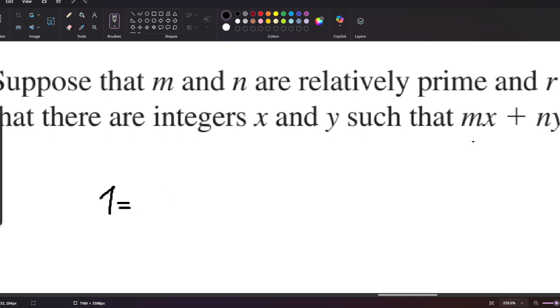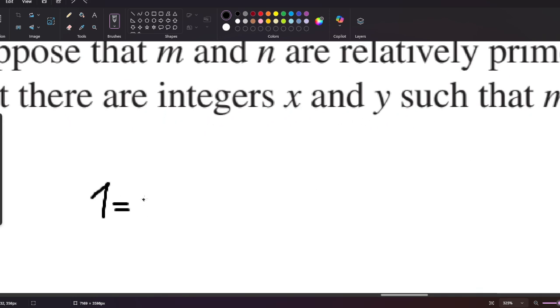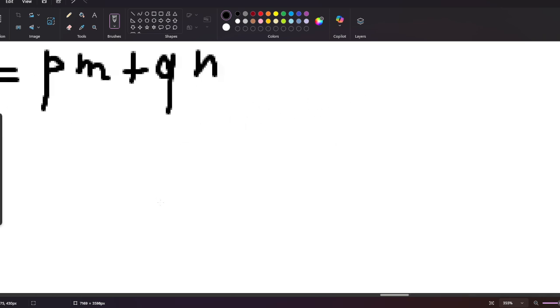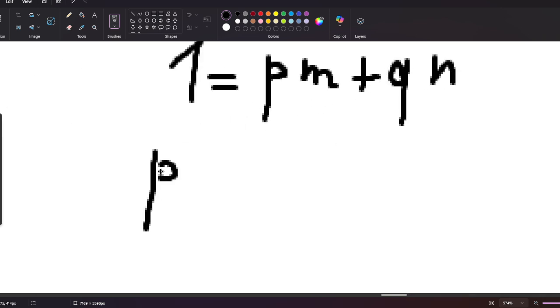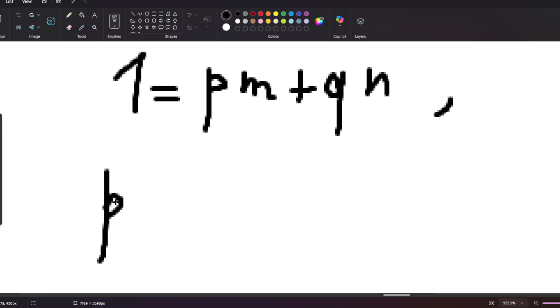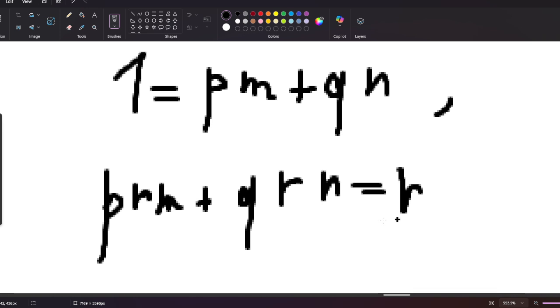Let's not pick x because it's here. Let's pick a nicer thing. Let's pick p and q: pm plus qn. Now, we can multiply both sides by r, and the equation will still hold. Actually, let's write down that p and q are going to be integers. So p r m plus q r n is going to be equal to r.